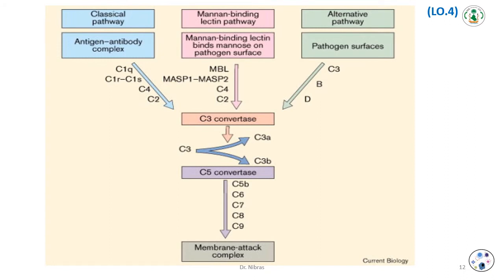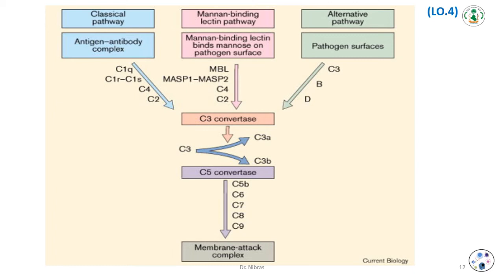Here are the final activation of complement: the classical pathway, as a result of antigen-antibody complex; the mannose-binding lectin pathway, where mannose-binding lectin binds mannose on pathogen surfaces; and the alternative pathway, where pathogen surfaces activate the spontaneous cleavage of C3. All these factors activate C3, leading to C3 split into C3a and C3b.